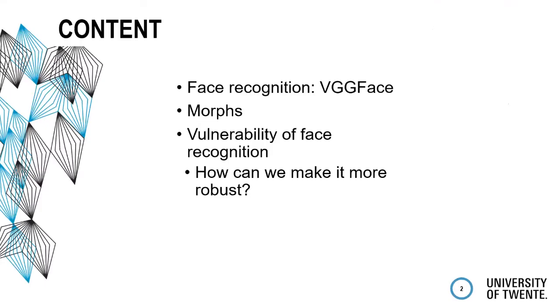All right, so I want to start today by talking a little bit about face recognition and specifically a convolutional neural network that I trained called VGG Face. Then I want to talk a little bit about what happens to these kinds of face recognition networks when you look at morphs and what morphs are. And then next I will describe why face recognition systems are vulnerable to morphs. And then finally I will discuss how you can improve this vulnerability.